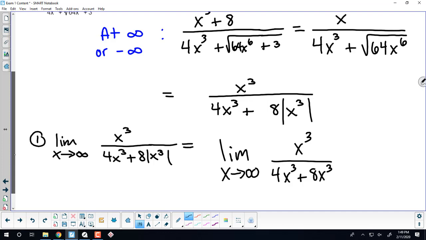Okay. So then we're going to look at, like we did with any of these, now we've got this polynomial over this polynomial. Leading term up top is 1x cubed. Leading term on the bottom now is 12x cubed. So I'll just write this out in one more step. X cubed over 12x cubed. And what would that limit be? Yeah, 1 over 12, right?